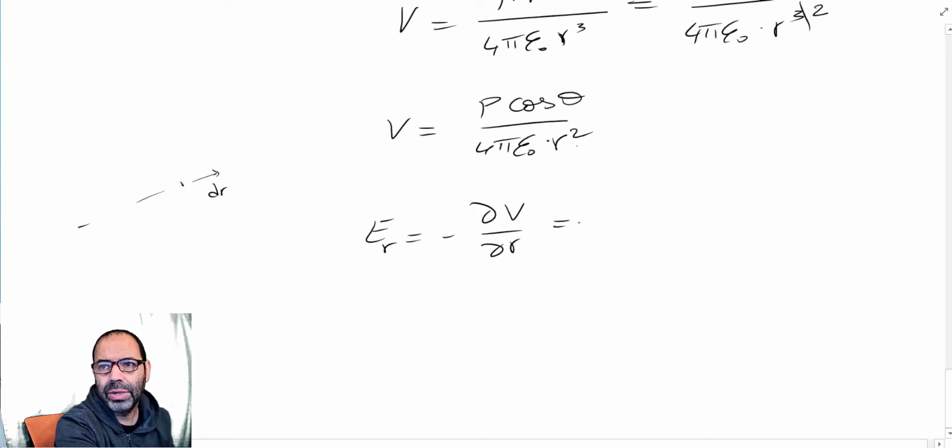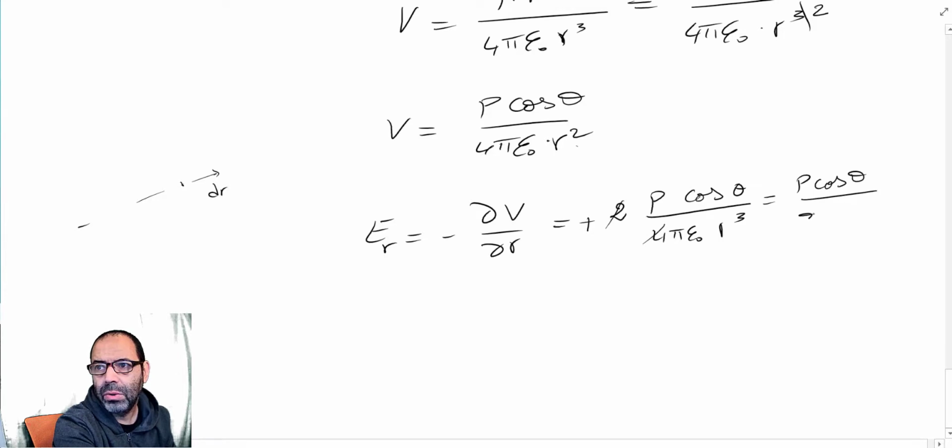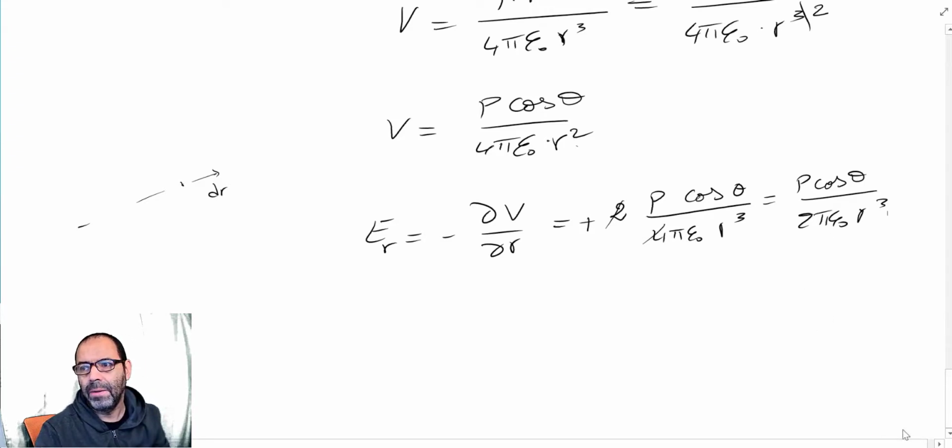So it's going to be actually equal to negative. The derivative of 1 over R squared is going to be negative 2 first, times the negative, so it's going to be a positive, p cosine theta over 4 pi epsilon naught r cubed. The 2 and the 4 cancel, and we'll be left with p cosine theta over 2 pi epsilon naught r cubed. Okay, this is actually the same result. We put theta equal to 0 as the one we found in the lecture, in chapter 21.